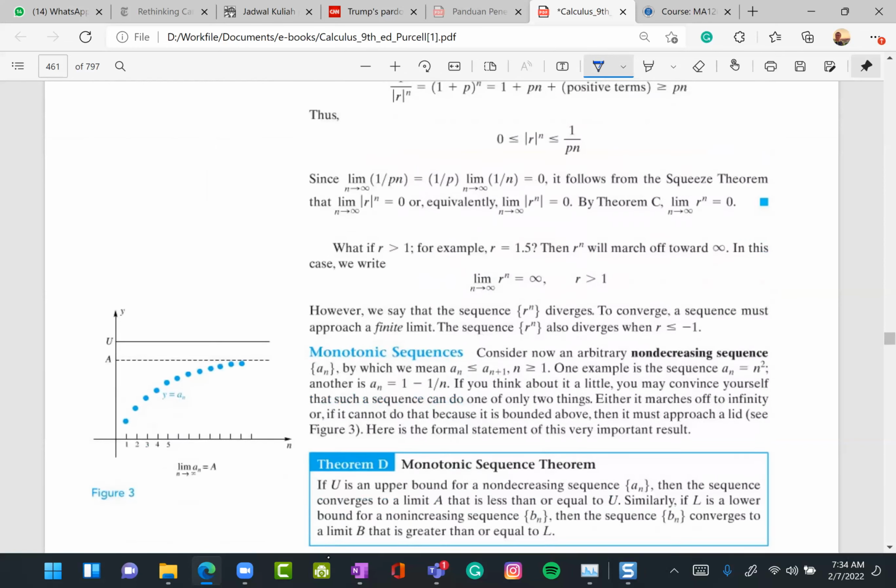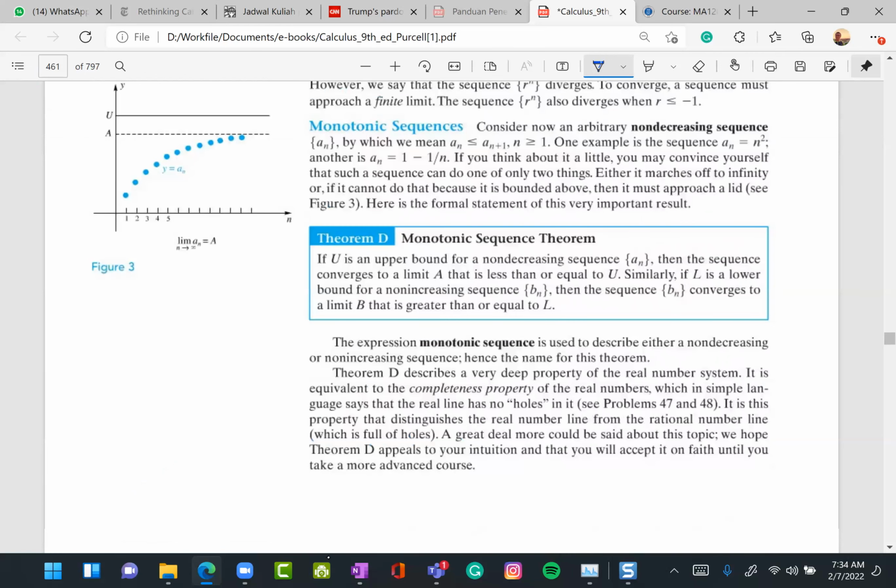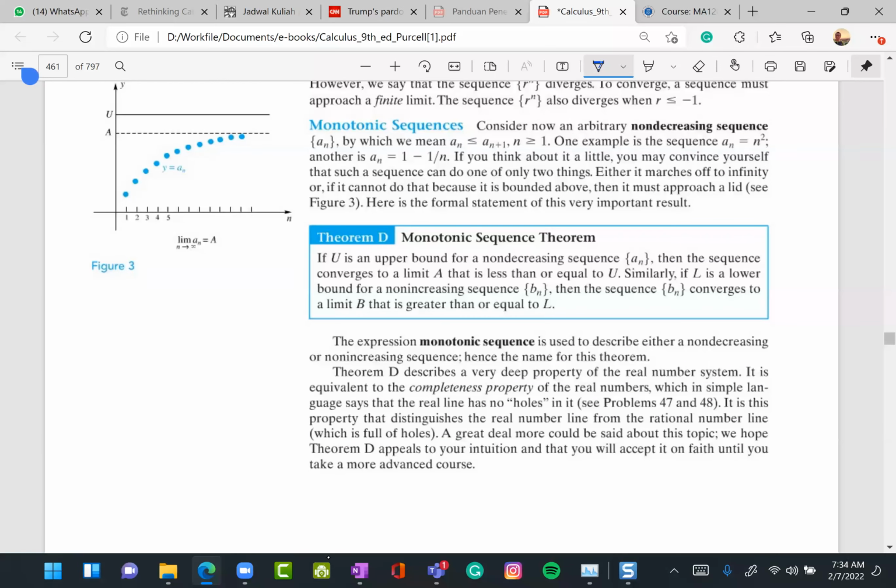All right. What we call a monotonic sequence. A monotonic sequence is a sequence which is always increasing or always decreasing. So it looks like this one here, right? So this is an always increasing sequence. So this is a monotonic sequence. Monotonic sequence means that the nth term is larger than the previous one.